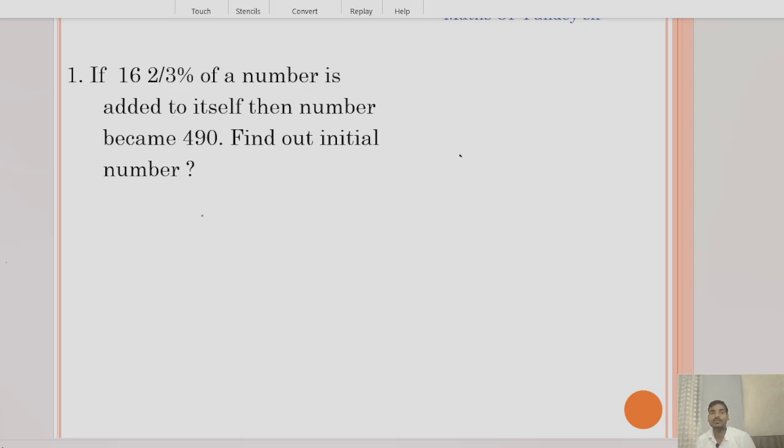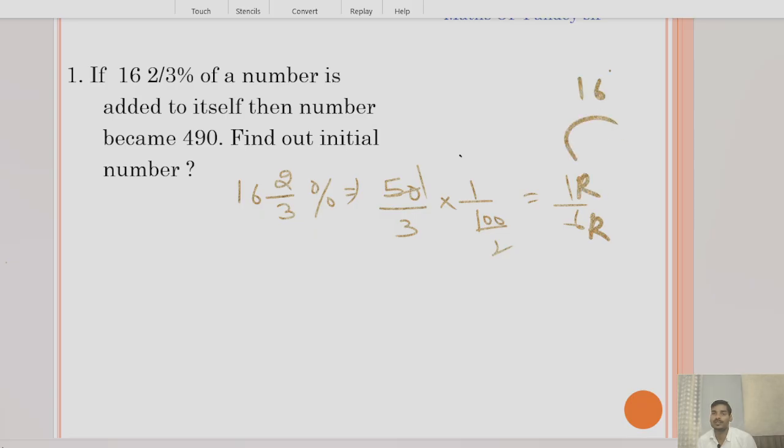So first of all, change 16 2/3% into fraction form. 16 into 3 is 48, 48 plus 2 becomes 50. 50 divided by 3 into 1 divided by 100, cancelling, becomes 1 divided by 6. So 6 ratio is the 100% and 1 ratio is 16 2/3%.